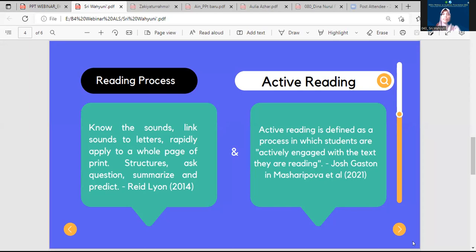Then the definition of active reading. According to Jos Gaston in Masharipov et al., 2021, active reading is defined as a process in which students are actively engaged with the text they are reading. As Jos Gaston explained, in active reading, students are absorbed in the reading. The learners criticize and ask questions while reading, rereading, and re-examining the text in order to develop their own understanding of the text and to formulate their own opinion about the text content. And then, next slide.